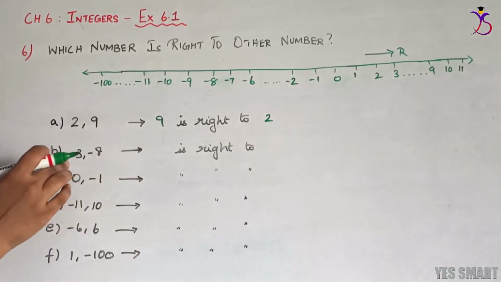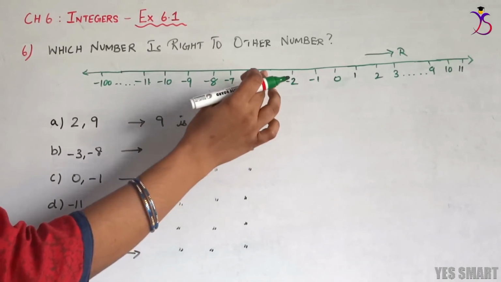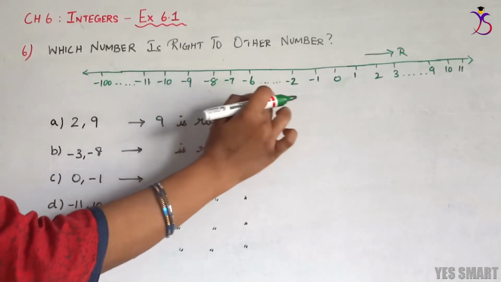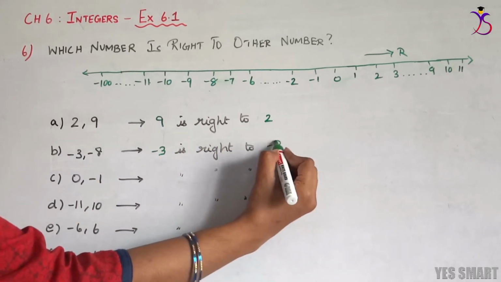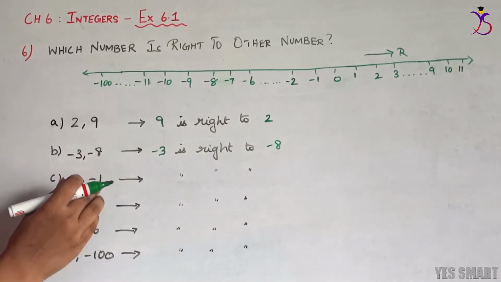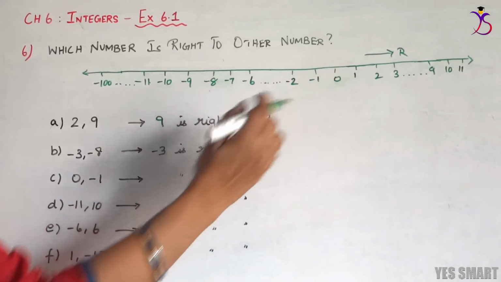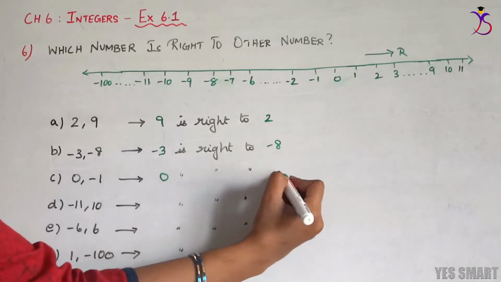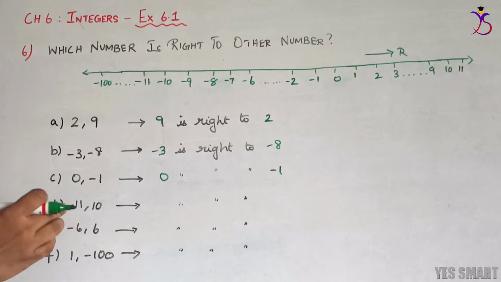B sum, minus 3, minus 8. Minus 3 is here, minus 8 is here. On comparing, minus 3 is in the right hand side. Therefore, minus 3 is right to minus 8 because it should be compared in this direction. C sum, 0, minus 1. 0 is here, minus 1 is here, 0 is in the right hand side. Therefore, 0 is right to minus 1. As I already said, it should be compared in this direction.